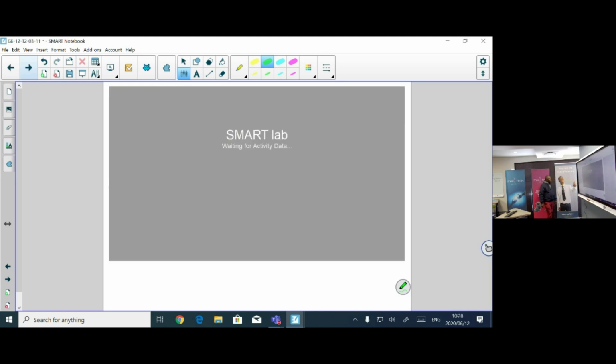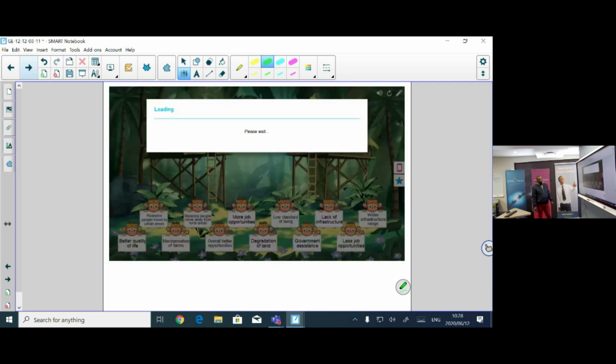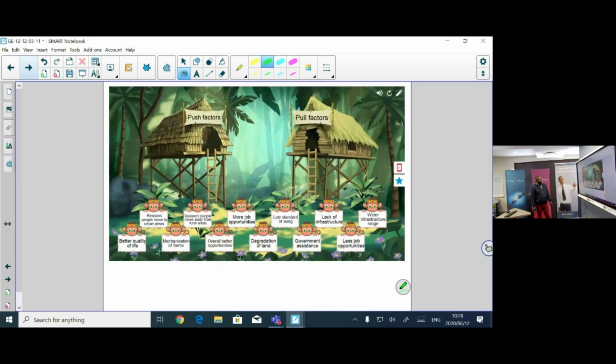Right, we've got an activity here, a smart lab activity that we need to look at. We have push factors in this part, and we've got pull factors there, and we need to take them and put them in the proper structure there. The pull factors and the push factors. So let's start by looking at, let's say, mechanization of farms. Do you think that is a push factor or a pull factor?